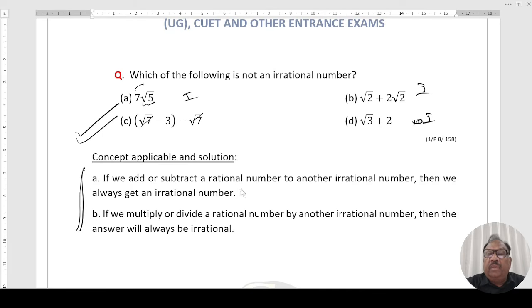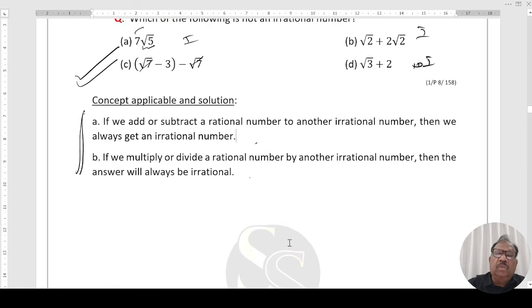If we add or subtract a rational number and an irrational number, then we always get an irrational number. If we multiply or divide a rational number by an irrational number, then the answer will always be an irrational number. On multiplication and division, it is also the same thing.